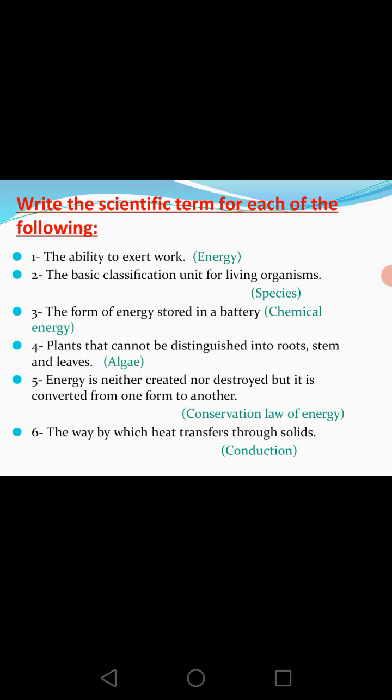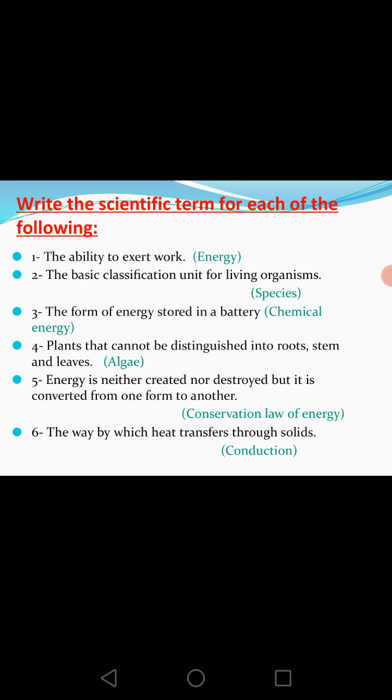Write the scientific term. The ability to exert work, ability to do work, is energy. The basic classification unit for living organisms, species. The form of energy stored in a battery. In a battery, chemical energy. The stored energy in a battery, chemical energy.